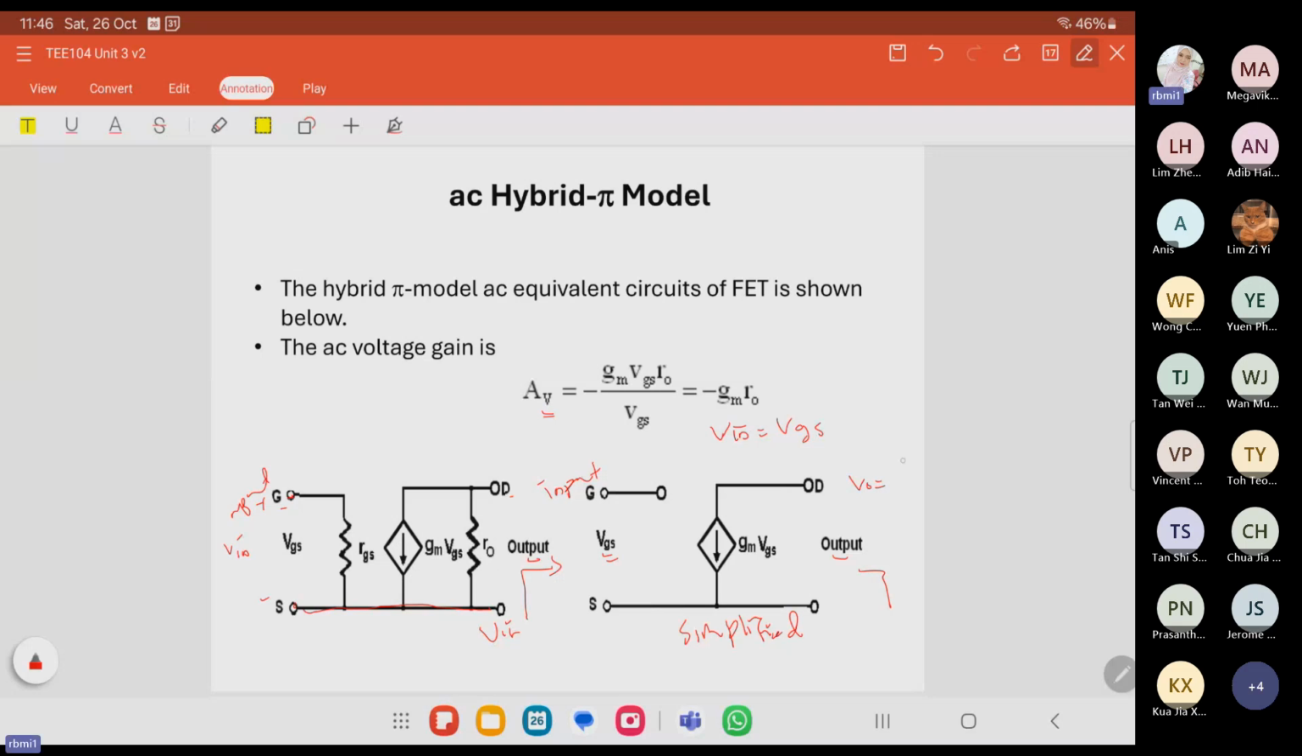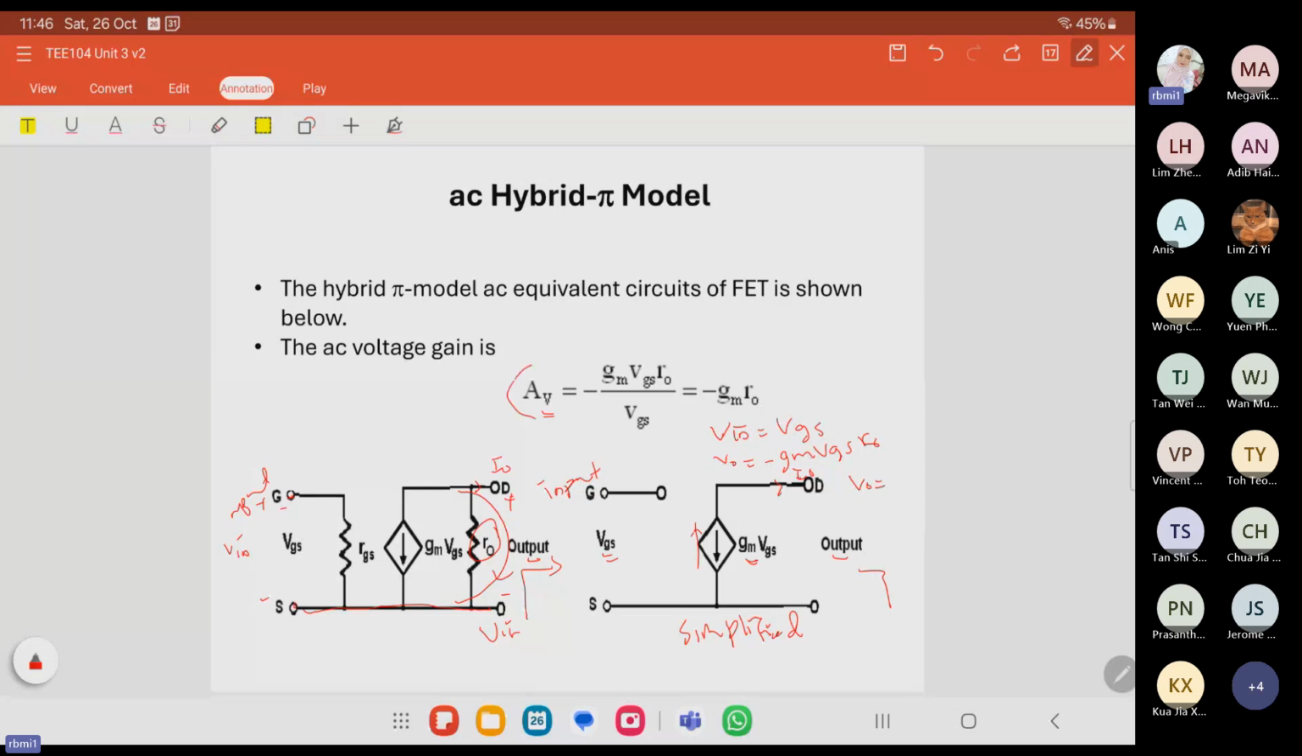From this part, V out equals minus GM VGS R naught. If we have R naught here, why the minus? Because for V out, the current I out we assume flows in this direction, since V out is plus and minus, so the current flows this way. That is why we take this current source up and down, in the opposite direction, so we put minus GM VGS R naught.